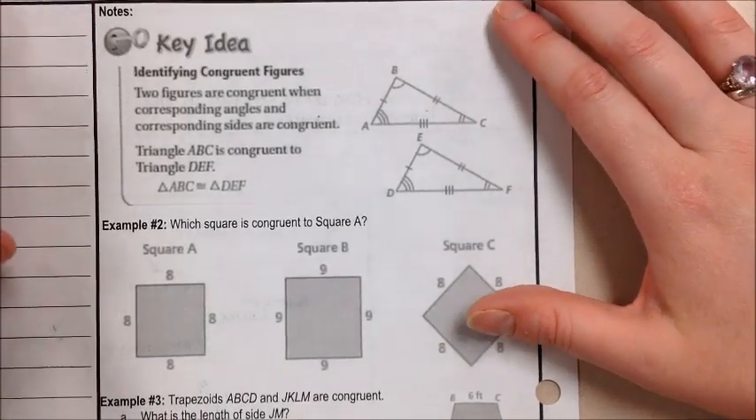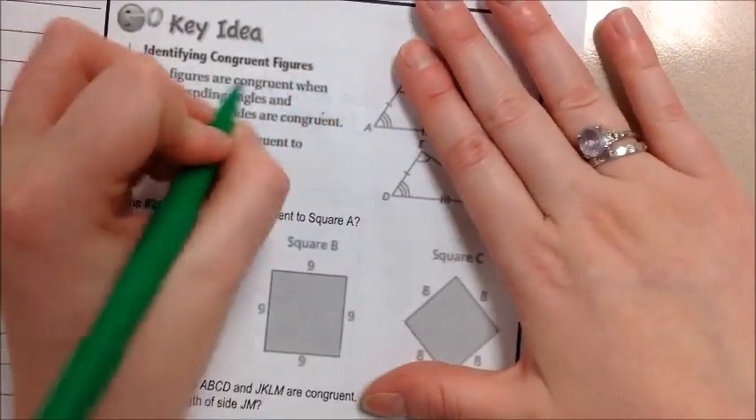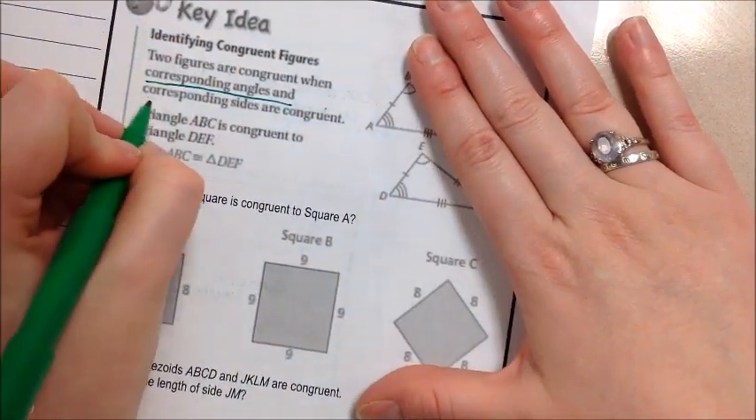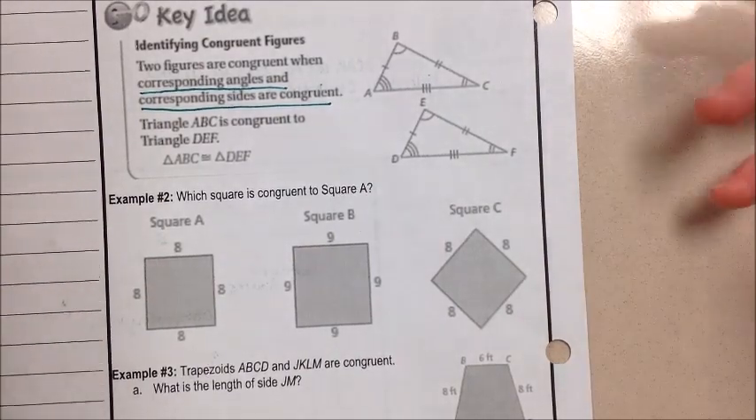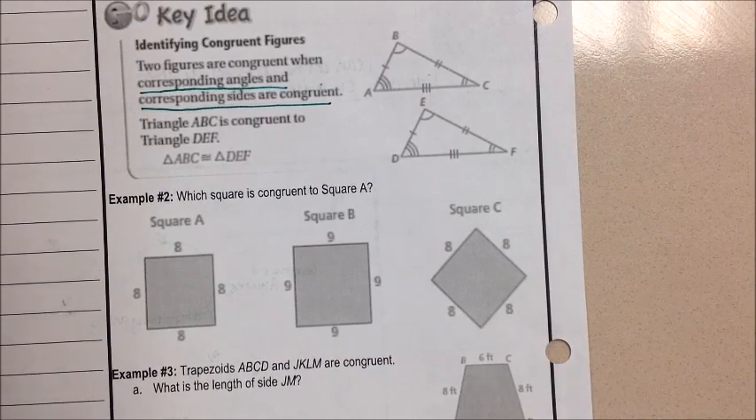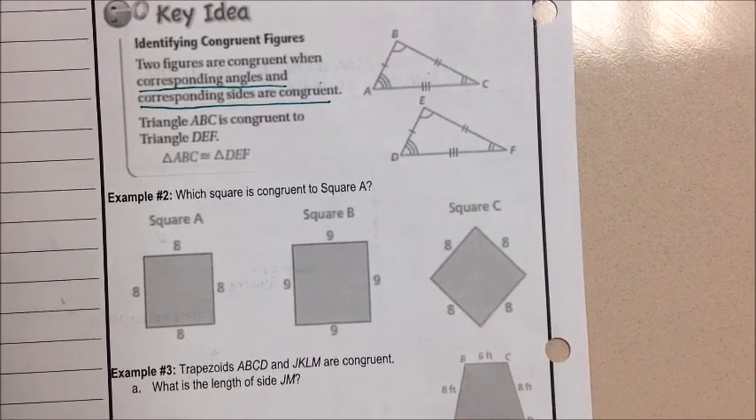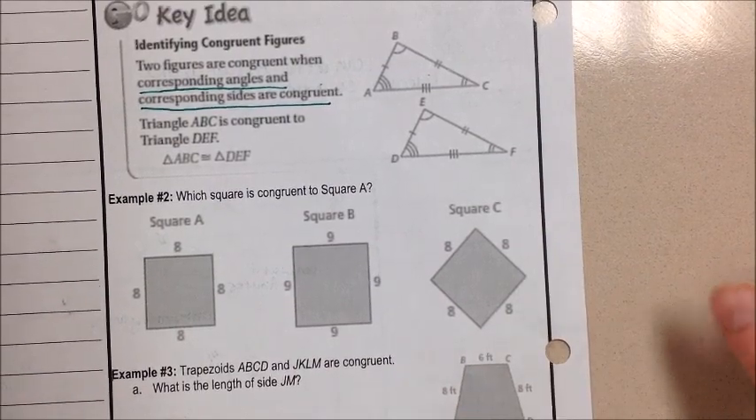Okay. So two figures are congruent when corresponding angles and corresponding sides are congruent. So we're going to look for those things. We don't necessarily have to have both. But if we know that all of the sides are the same, like you have a corresponding side in each part of your figure, then it's going to be congruent.